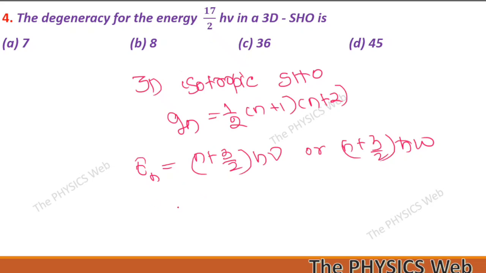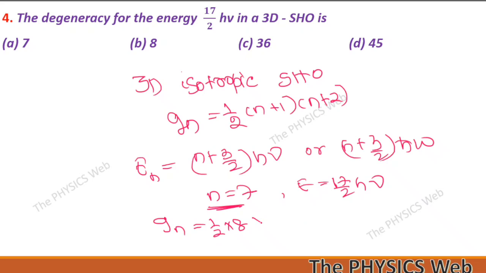Okay, so you can calculate that here n value will be 7, n equals to 7. So then only energy will be 17 by 2 h nu. Okay, so if n equals to 7, then the degeneracy will be half into 8 into 9. So it will be 36. So your correct option is option C.